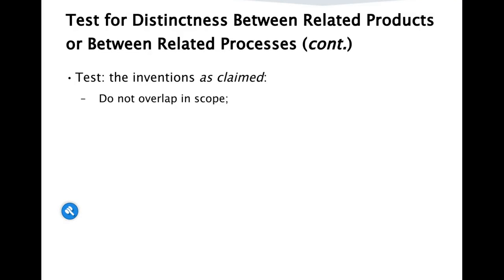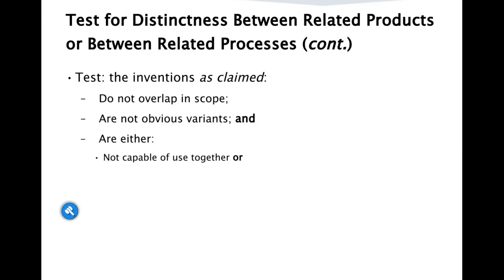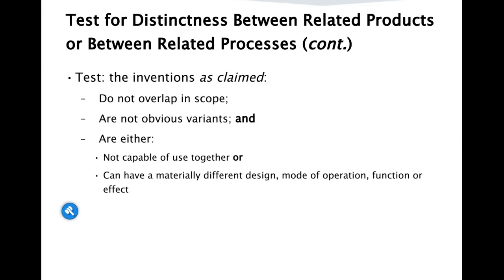The test for distinctness between related products or between related processes is that they do not overlap in scope, are not obvious variants, and are either not capable of use together or have a materially different design, mode of operation, function, or effect.